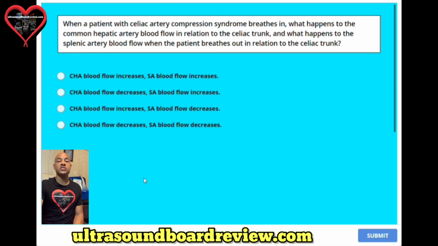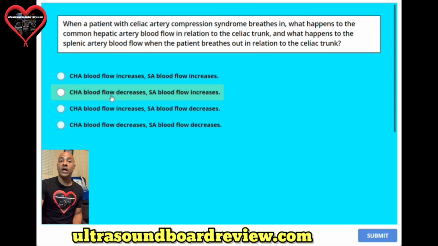Celiac artery compression syndrome occurs when the median arcuate ligament compresses the celiac artery during expiration. When the patient breathes in, that median arcuate ligament will decompress the celiac artery, allowing blood flow to flow through more easily. To answer the first part of this question, when the patient breathes in, that ligament will decompress the celiac artery, allowing blood flow to increase in the common hepatic artery.